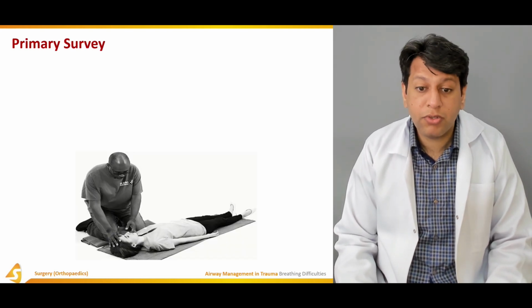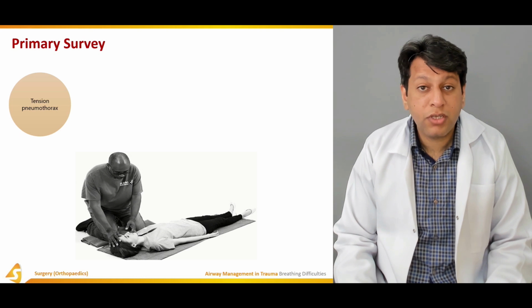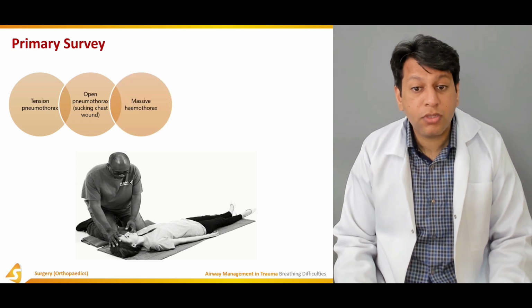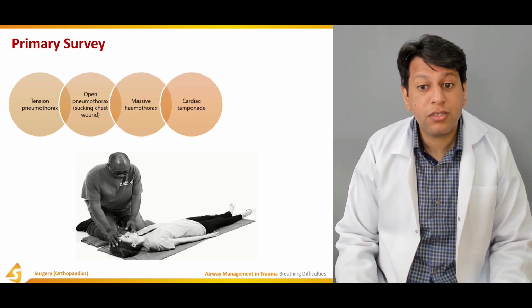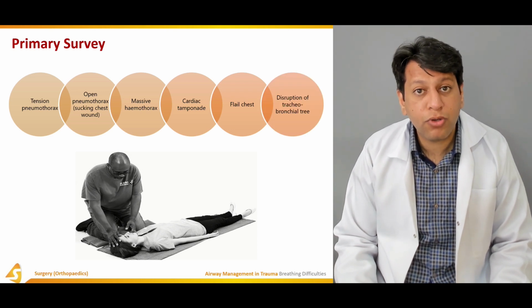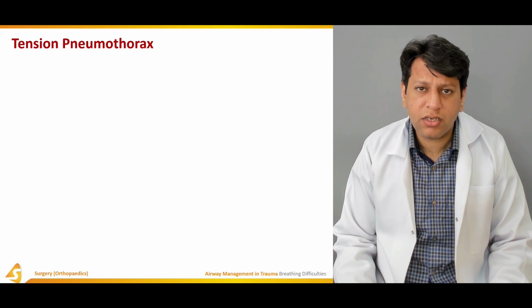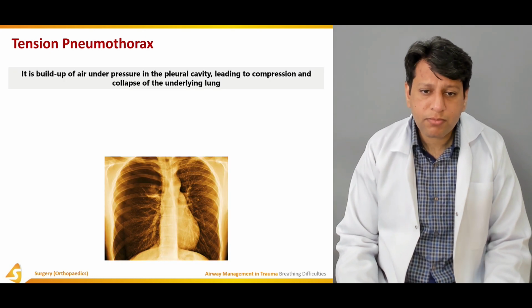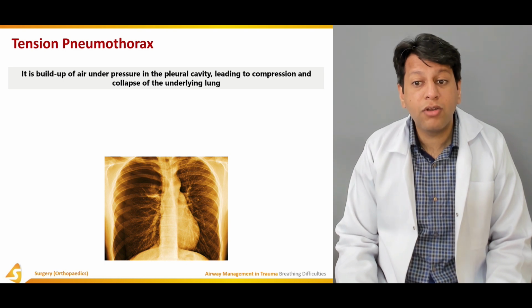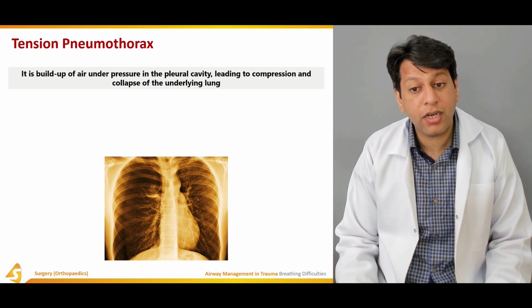Now coming to the primary survey. The primary survey is actually done to rule out some of the life-threatening injuries such as tension pneumothorax, open pneumothorax, massive haemothorax, cardiac tamponade, flail chest, and disruption of the tracheobronchial tree. Now, what is a tension pneumothorax? It is a buildup of air under pressure in a pleural cavity, leading to compression and collapse of the underlying lung.